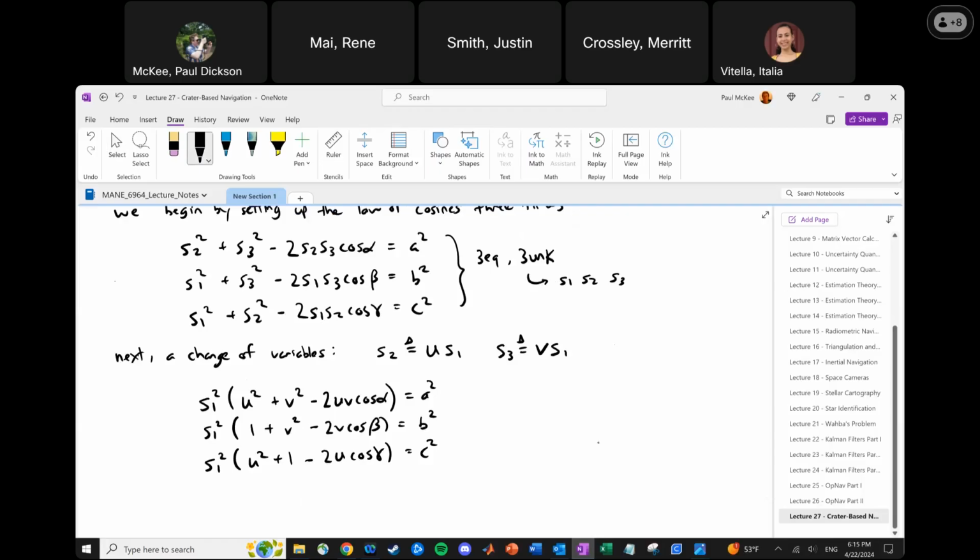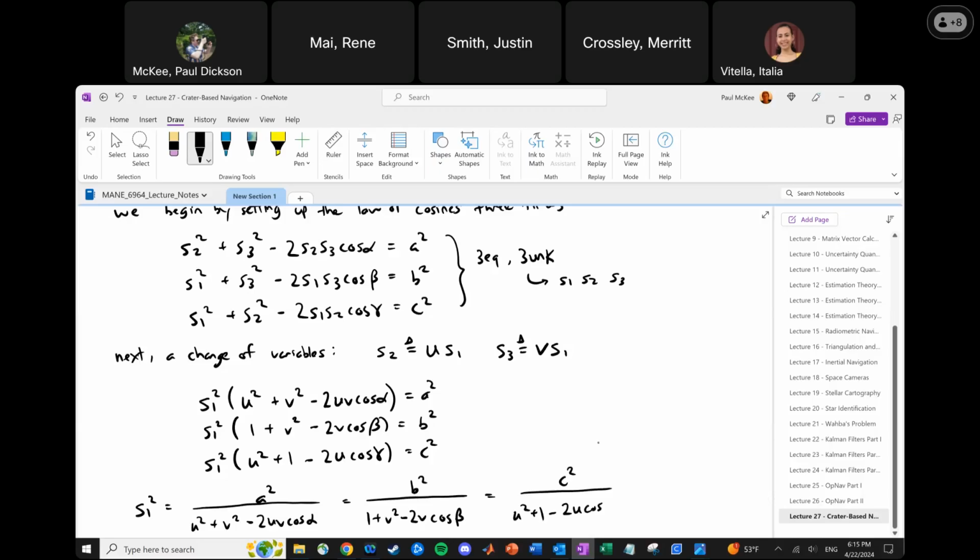Or we can say that S1 squared is equal to A squared over U squared plus V squared minus 2UV cosine of alpha, but it's also B squared over 1 plus V squared minus 2V cosine of beta, and it's also C squared over U squared plus 1 minus 2U cosine of gamma. So all we did was just take those 3 equations, set it up as kind of a quadruple equals type equation here.